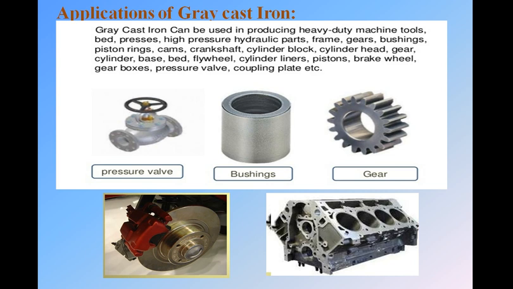the gear, cylinder, the base, bed, flywheel, cylinder liners, pistons, the brake wheel, gearboxes, pressure wall, coupling plate, etc. These are the examples, meaning the gray cast iron parts generally used in industry. You can see some examples here in the picture. This is the pressure wall. These are the bushings, the gear. This is brake blocks. This is cylinder block. Okay, so these are the examples of gray cast iron.